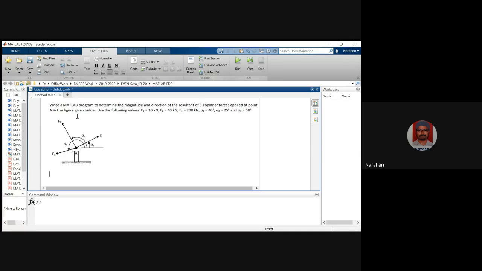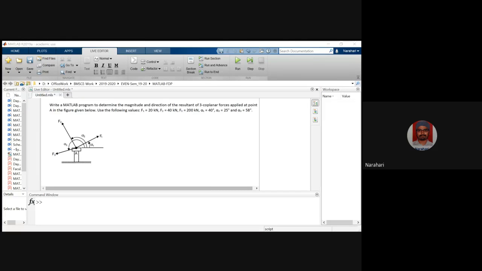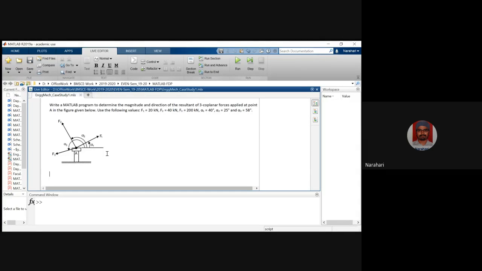So now I am in text. I have chosen text mode, as you can see. Before I do anything, I also have to show you some things. We will start saving this, so let me save this particular thing. Let me just make it simple. I'll say engineering mechanics case study 1.